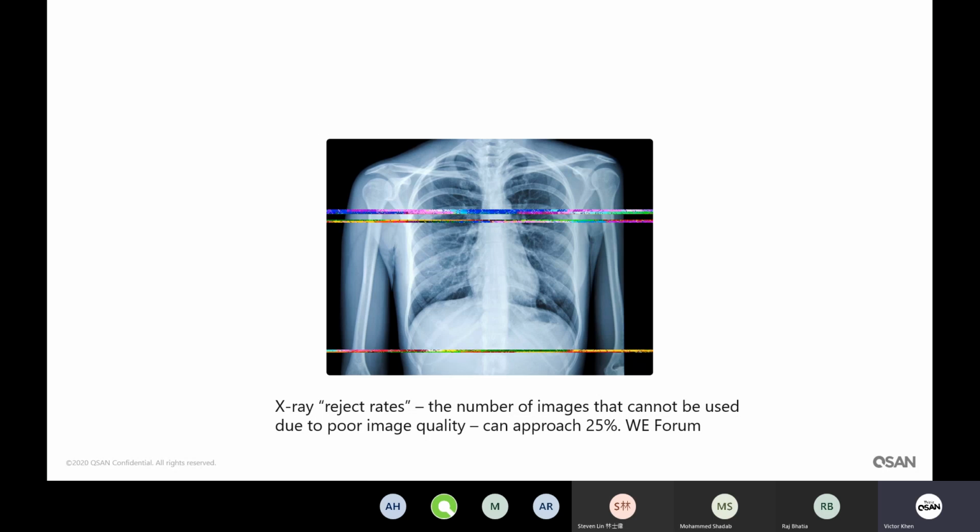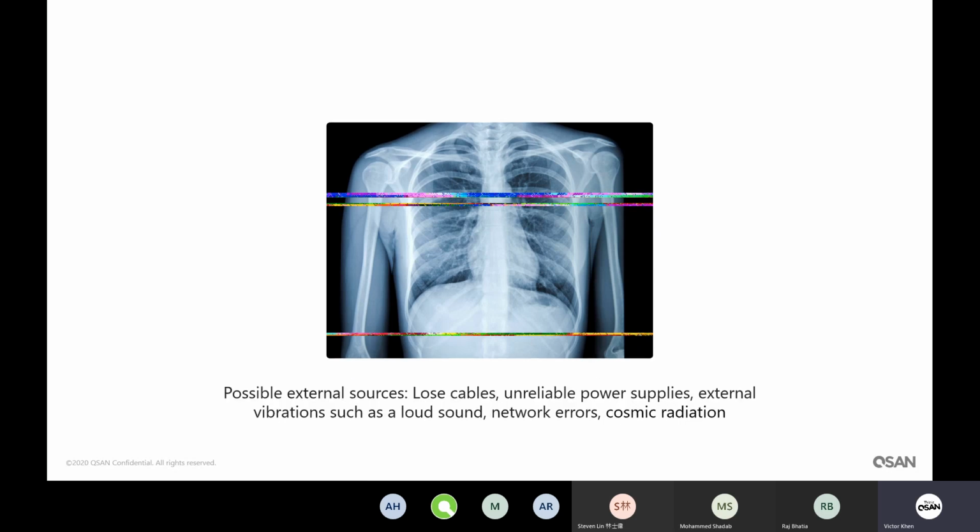And in the current pandemic, for example, if you have a silent corruption case in your data, in your files of like 500 gigabytes plus of 3D image scan of lungs, will you ask your patients that already paid a lot of money to come back to hospital to do the scan again? And silent corruption is not the only issue. Silent corruption occurs in different scenarios, like loose cables, unreliable power supplies, external vibration, and network errors, or even cosmic radiation.